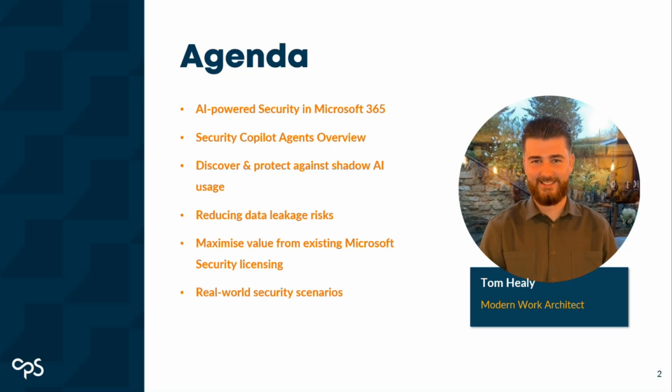From there, it takes us on nicely to discovering and protecting against shadow AI usage, where we'll talk about Defender for Cloud Apps, formerly CASB for those of you that are familiar with it, and how we can sanction and unsanction applications and make sure that we have that under control. And then we'll talk about how we can reduce data leakage risks using information protection to first identify and classify your data, and then enhance that with data loss prevention and insider risk management as well.